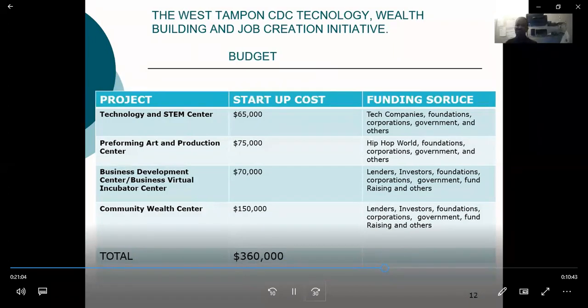The other thing is the Performing Art and Production Center. We're looking at $75,000 at startup. We've already begun to contact people in terms of funding sources. We've already begun to contact people in the hip hop world, rappers and entertainers and singers, especially those coming from neighborhoods that are infested with crime and poverty-stricken communities.